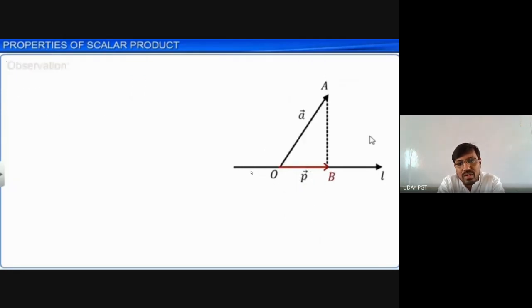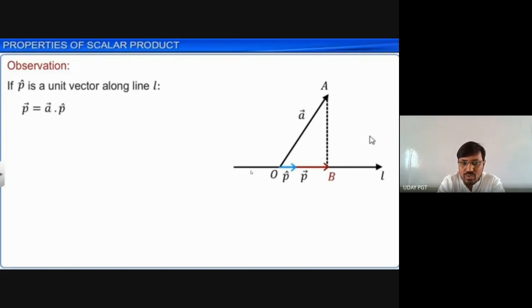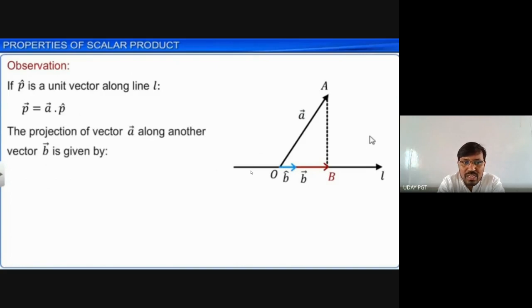So what you can observe from all these things is that whenever we are drawing, P is a unit vector along the line L. So P vector is equal to A vector into P cap. P cap is the unit vector along the line. We call this the projection of A along the another vector B.